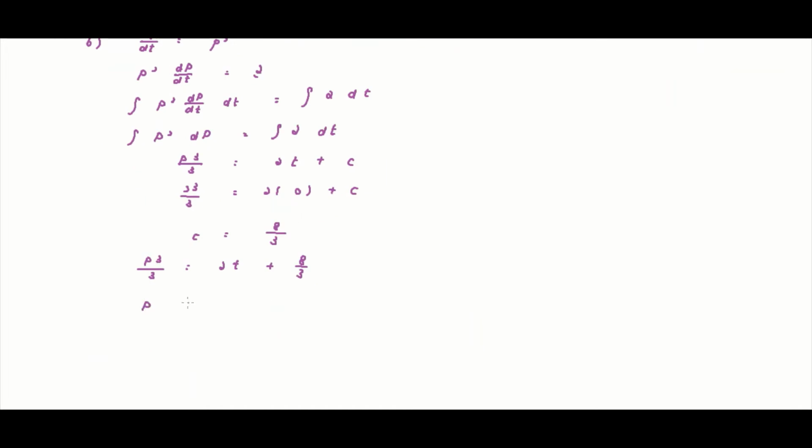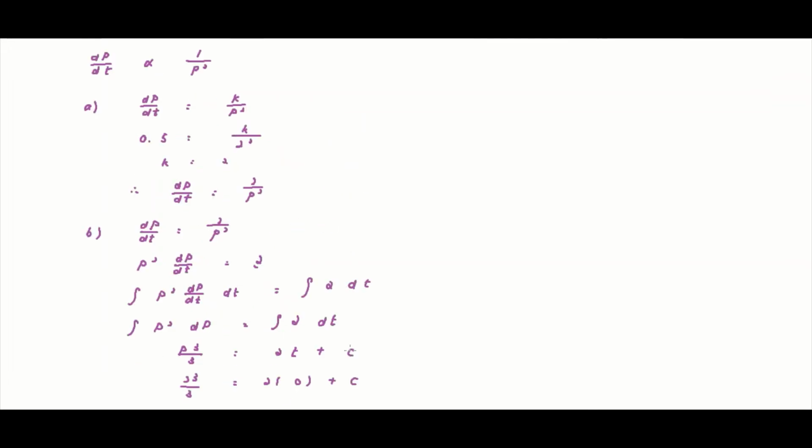So P will be equal to, multiply by 3, then cube root. So 6t plus 8, the whole thing, cube root. Okay, all right, so that's the B part. Now let's move on to C.